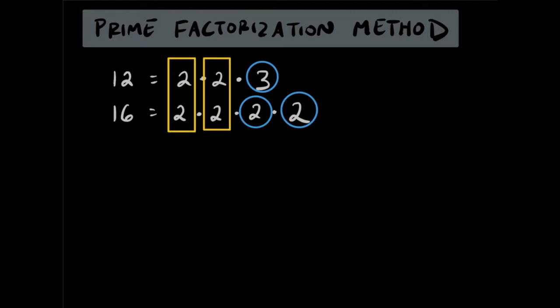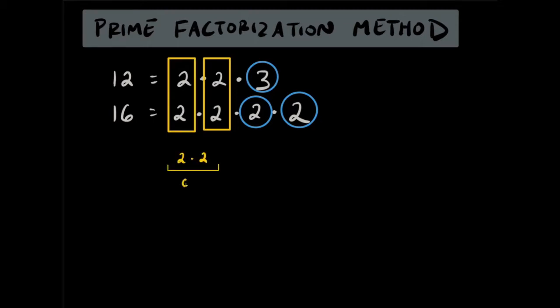Here, I'm going to show you how to find the least common multiple using the prime factorization method. Now I'm going to assume you already know how to find prime factorizations and the GCF. If you need to brush up on it, please watch one of my previous videos on those topics. The prime factorization for 12 is 2 times 2 times 3, and the prime factorization for 16 is 2 times 2 times 2 times 2.